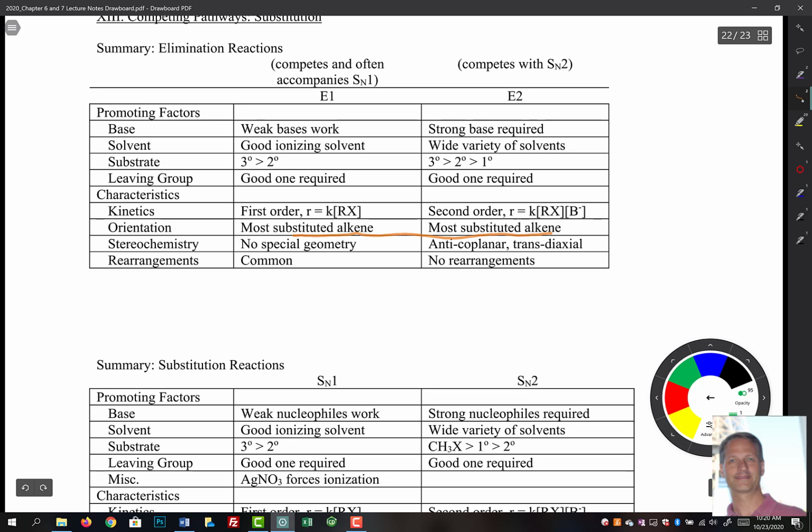here is preferred. Of course, we could get anti-Zaitsev products for the E2 also. For E1, there's no special geometry required here for our reaction to occur. But for E2, we need anti-coplanar or trans-diaxial. Rearrangements are common in E1, but that's not possible in E2. Other thing to point out is that E1 almost always accompanies SN1, and E2 competes with SN2. So there's situations where we get a mixture, and some cases where we only get one that predominates.